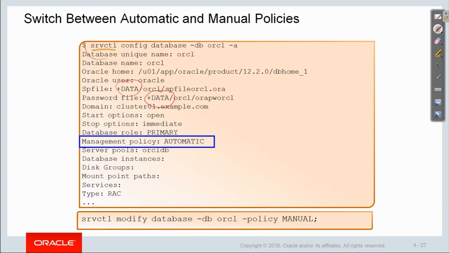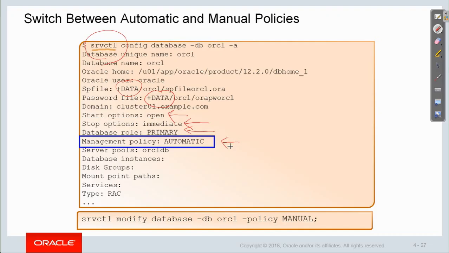When you run srvctl to start the database, the open option is the default. When you stop the database, shutdown immediate is the default option. And the ORCL database is a primary database. And the management policy is automatic, meaning that when you restart Clusterware, Clusterware will restore your database status as is.